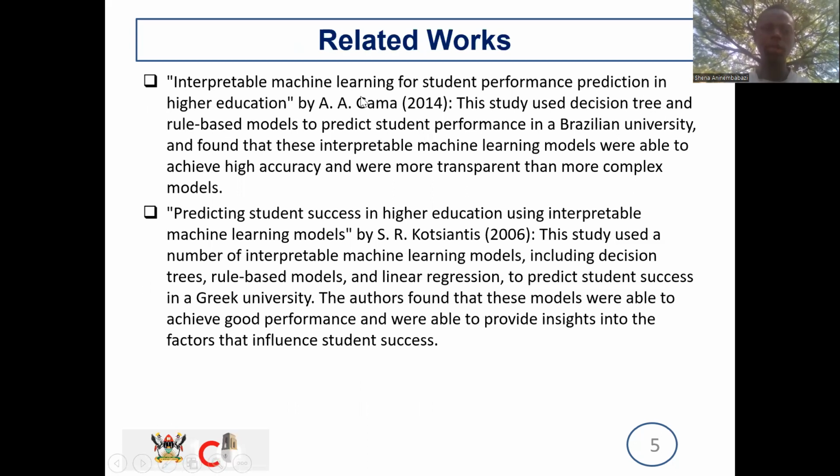Related works: we looked at interpretive machine learning for student performance prediction in higher education by A. Gamma, in 2014. This one majorly uses decision trees, but there are other machine learning models like linear regression, KNN, that is nearest neighbor. Yeah, there are many others. That one was in a Brazilian university. And then this second one, predicting student success in higher education using interpretive machine learning models by S. R. Kotsiantis, was in 2006. This one was in a Greek university. It used decision trees, rule-based models, and linear regression to predict student success.